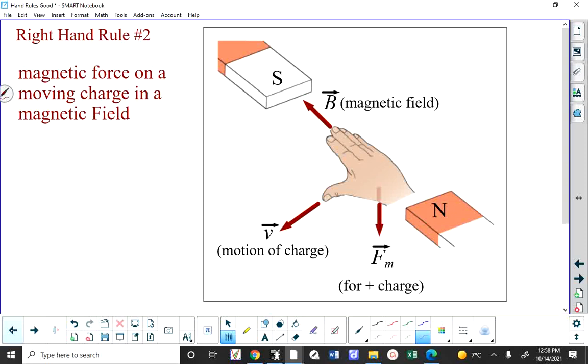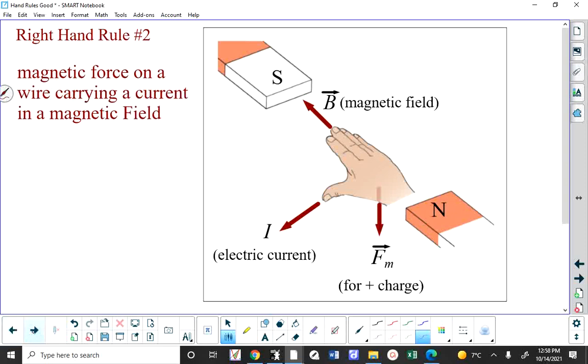And I want you to notice that I've got magnetic force on a moving charge, and this is the direction of motion of the charge, okay? Now watch what happens. Now I've got magnetic force on a wire carrying a current, and it's no longer motion of the charge, it's direction of the current. And we use I, don't worry about that letter. But I hope you can appreciate that the direction of the electric current is the direction of the motion of the charge. Because current is motion of charge.